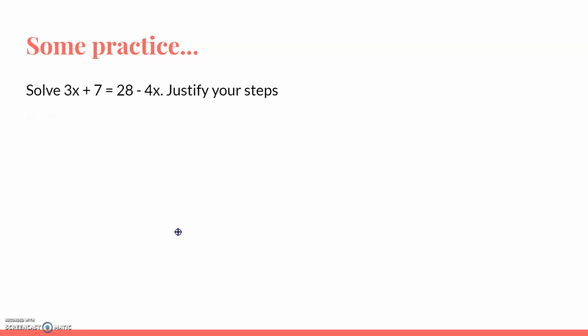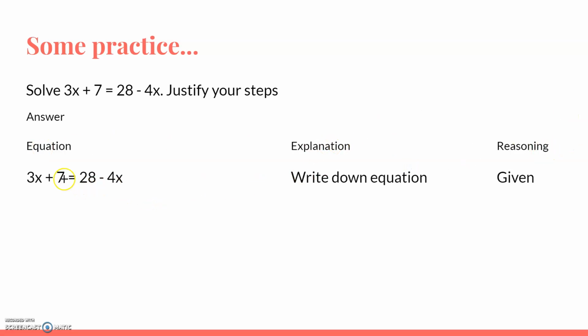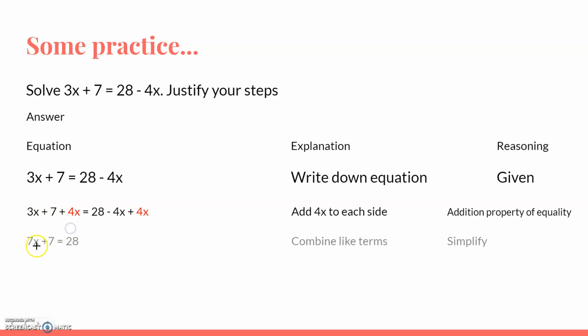Alright, so now that you're back, first off, let's separate this into 3 columns: equation, explanation, and reasoning. So first off, let's write down our equation. 3x plus 7 is equal to 28 minus 4x, and that's just given. Next, let's add 4x to both sides. So 3x plus 7 plus 4x is equal to 28 minus 4x plus 4x. That's the addition property of equality. And the 4x's on the right side are going to cancel, and then we're just going to combine like terms. This leaves us with 7x plus 7 is equal to 28.